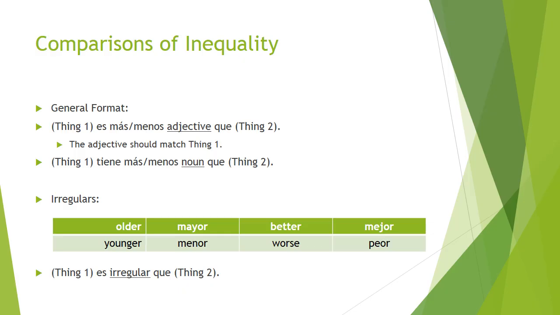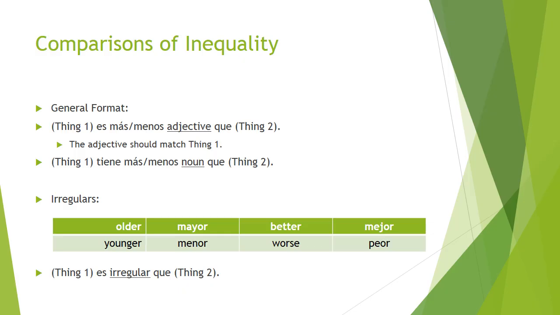Also, if you're comparing objects, like how many of something that you have, it's person 1 or thing 1, tiene, más o menos, and then the noun, the object, que, and then person 2 or thing 2. For example, yo tengo más gatos que tú.